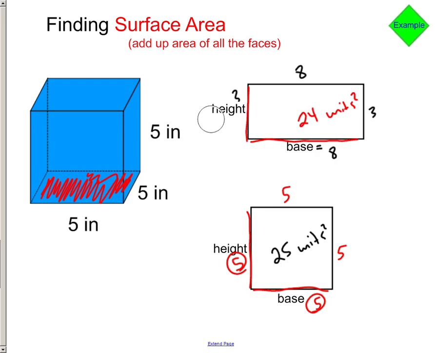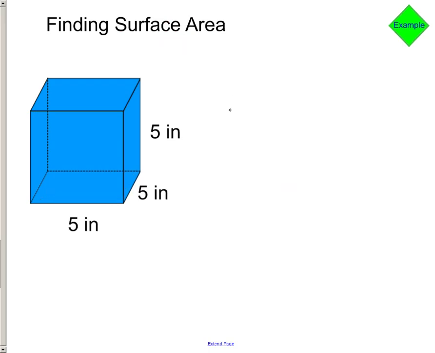And so the basic idea of finding the surface area is going through and finding the area of each face. So let's find the area of each face, and then we just add them up. Here's the bottom face of this cube. The base of it is 5, and the height of this face is 5. So 5 times 5 is 25. So the bottom is 25 inches squared. Okay?